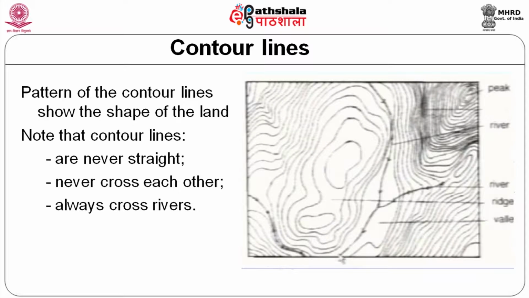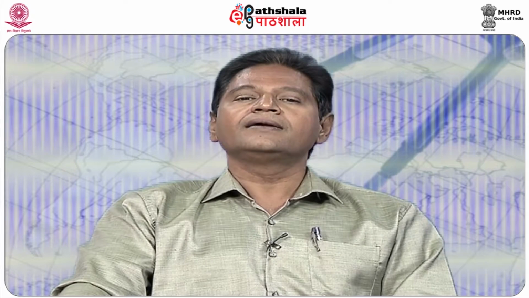And obviously we have the valley part. I just told you that will be the point of lowest elevation, and that will be the area where the river flows. You should remember that contours can never be straight in nature, and they can never intersect with each other, and invariably they cross the rivers. Contours can never touch each other, because contours are nothing but lines joining points of equal elevation. So where is the question of contours intersecting with each other? You should bear that in mind.